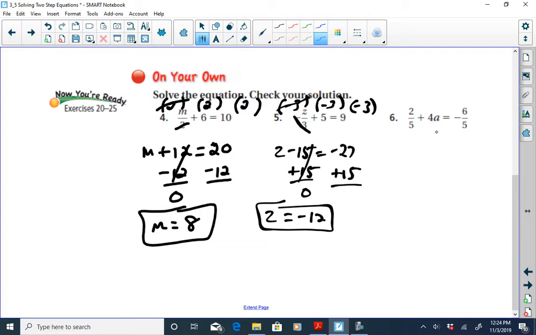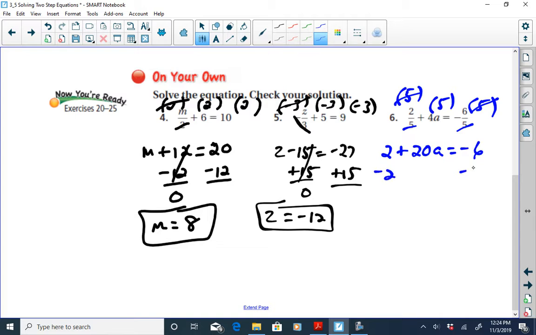All right. Next example. I have multiple fractions in here, but they have the same denominator. So I'm going to use that denominator of 5 to multiply each one of my terms. Here, 5 in the numerator is going to cancel 5 in the denominator. I'm left with 2 plus 5 times 4a is 20a is equal to, here the 5 in the numerator is going to cancel 5 in the denominator, and I'm left with negative 6.